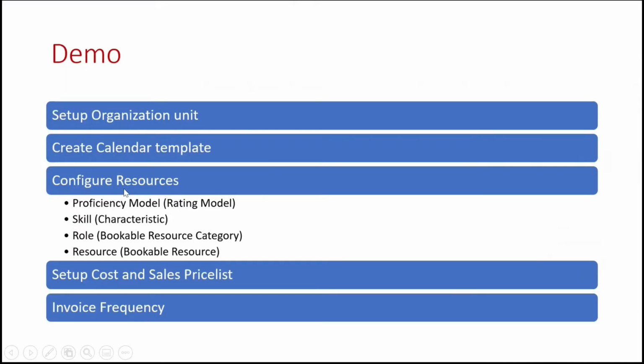And then coming to configuring resources. Before creating a resource, we need to have some initial set of things: proficiency model, skill, and role. We will be configuring those first, and then we'll be creating a resource and linking all those things together within the resource record. So the first one is proficiency model.